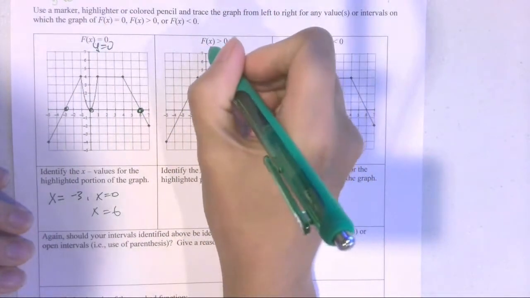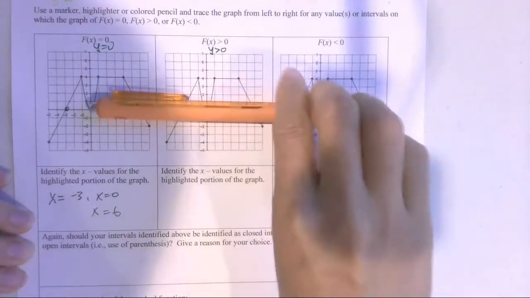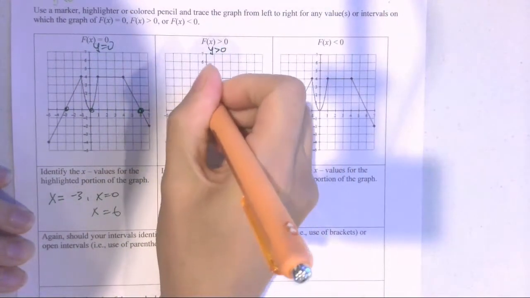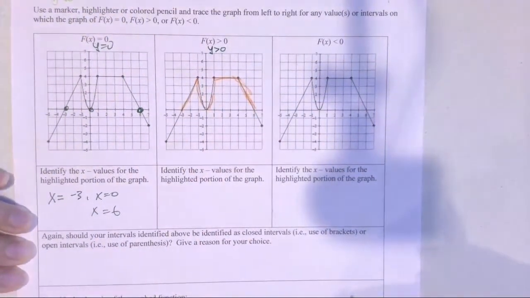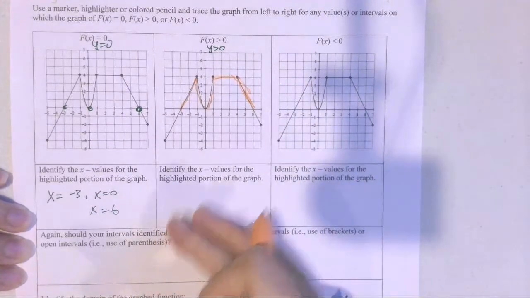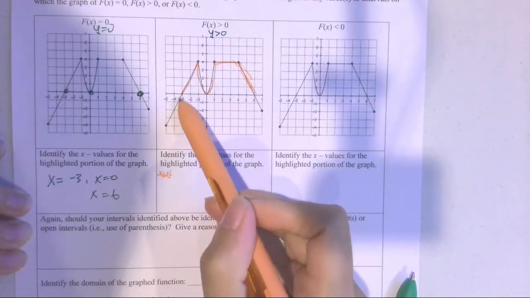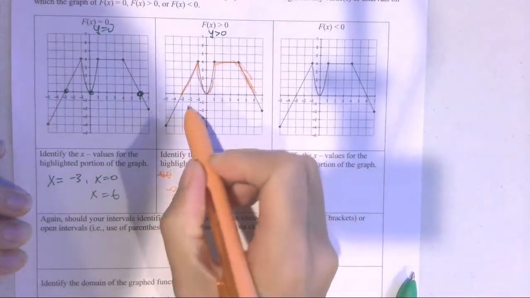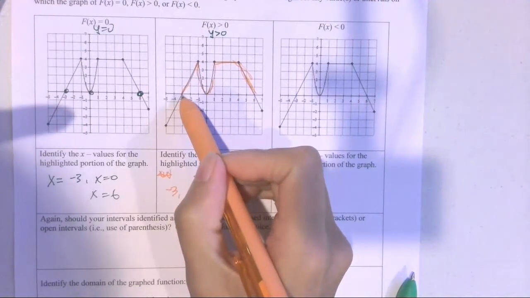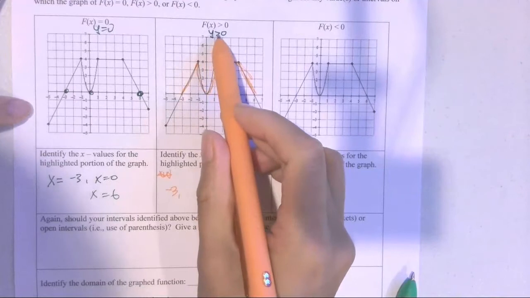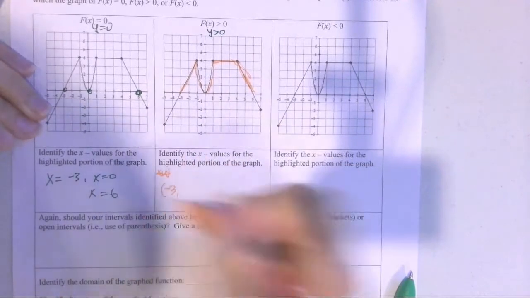Next, f of x is greater than 0, which means y is greater than 0. So where is y greater than 0? Above the x-axis. Here, above the x-axis, like that. Now we're going to write that in interval notation. This can be a little confusing, so let's make sure we pay attention. Where does it start? X value of negative 3 till, but okay, one question: should I include negative 3 or not? Well, I'm talking about y strictly greater than 0. At negative 3, it is equal to 0. So I should not include negative 3.